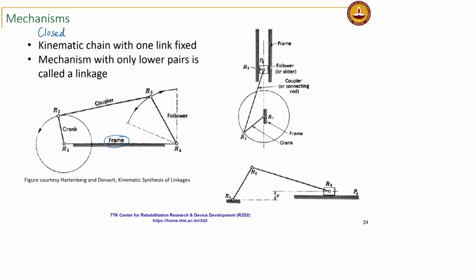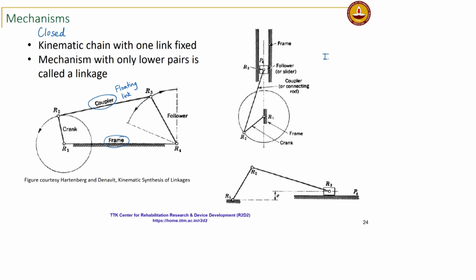In the case of the coupler, this is a floating link. We call this a floating link, and it is the link that connects the crank and the follower, the input link in the 4 bar. Well, I should not say input link, because sometimes you could have a mechanism that has the coupler as the input link.